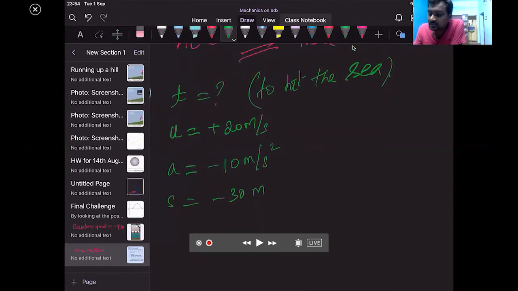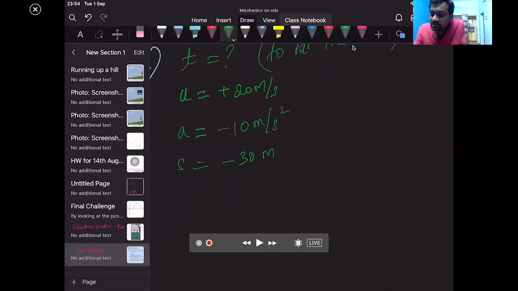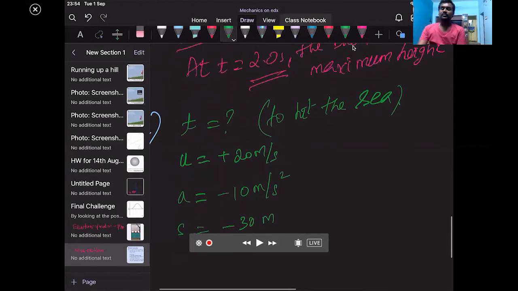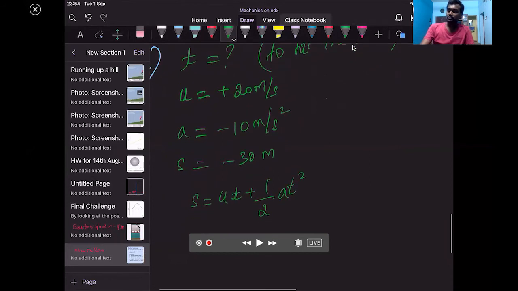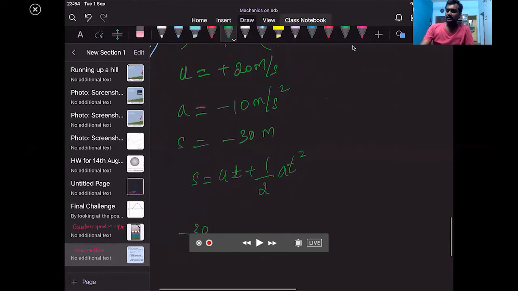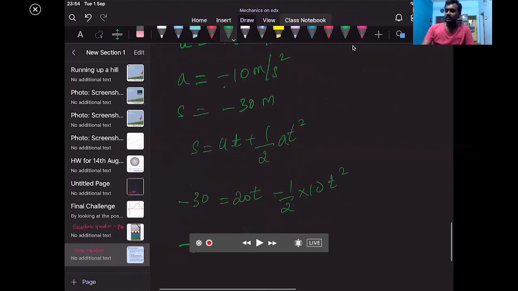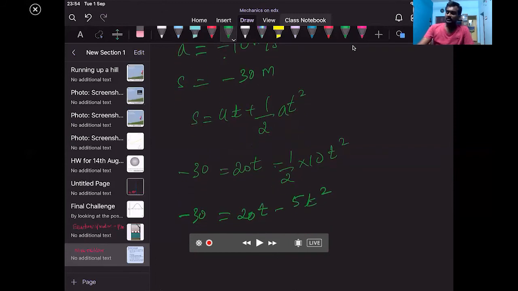So now I have all the quantities necessary. So what's the equation involved? What is the third step? Find the equation. By looking at these, you can quickly realize that the equation involved is S equals ut plus half at squared. So S is minus 30, and it becomes 20t minus half into 10, because this minus is coming over here, t squared. So I get minus 30 equals 20t minus 5t squared. If I rearrange this, 5t squared minus 20t minus 30 equals 0.